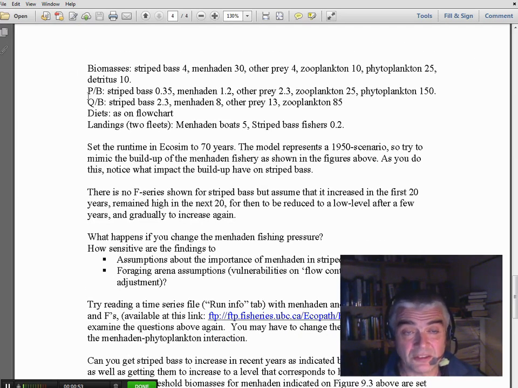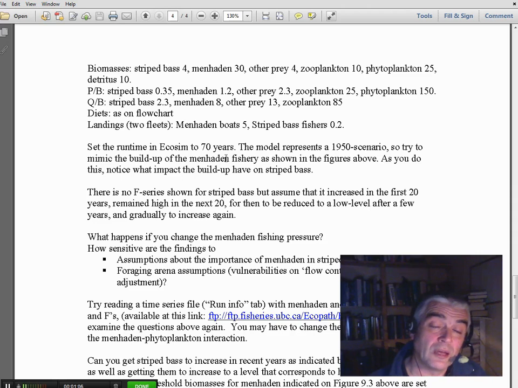Okay, so you have biomasses, productivity over biomass, consumption over biomass, and landings of the two fleets. You're told to set the runtime for 70 years and to mimic the build-up of the menhaden fishery. So we're going to look at what happens when you increase the fishing effort applied by the menhaden fleet.